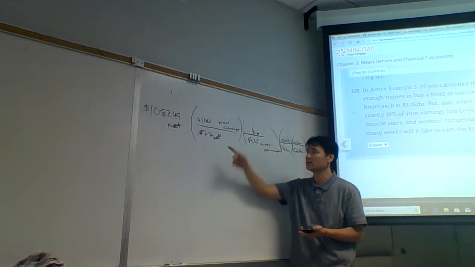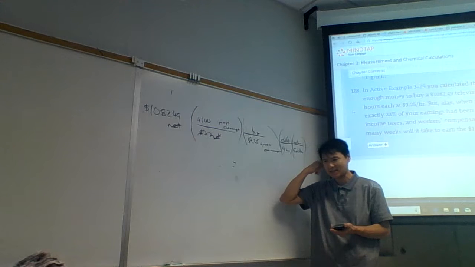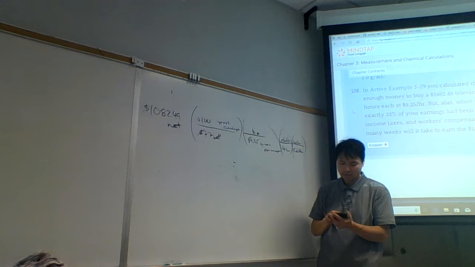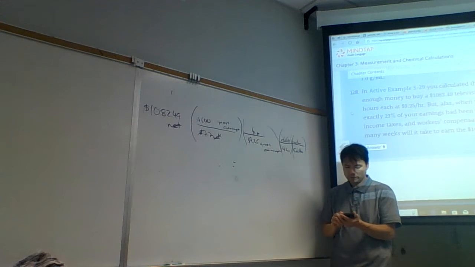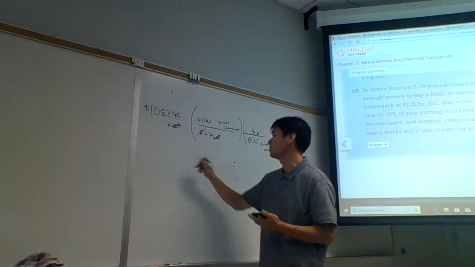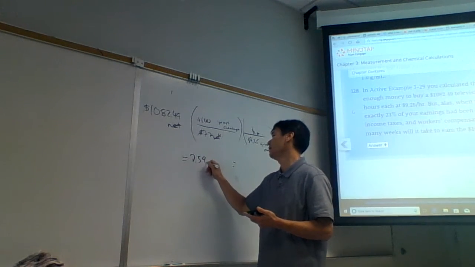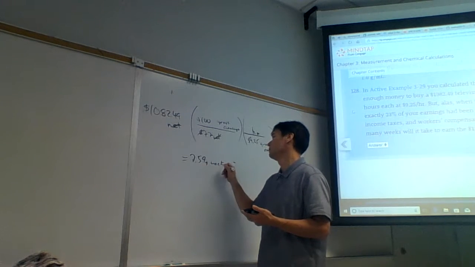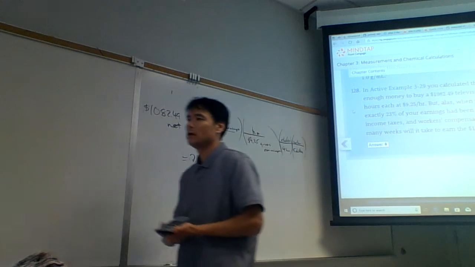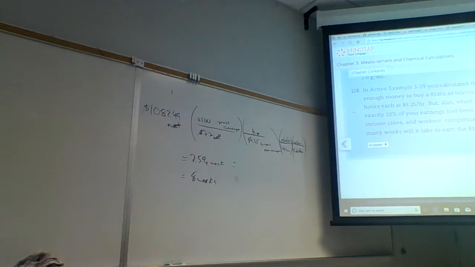Not taxes for the TV, because you're being taxed. Okay, divided by 9.25, divided by 4, divided by 5. And so that comes out to 7.599 weeks, which means you'll have to work 8 weeks to rent the TV. And so that means an additional 2 weeks to pay the government. 6 weeks to pay for the TV, 2 weeks to pay for the government. Cut.